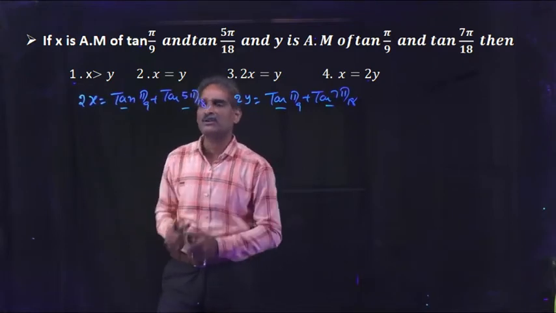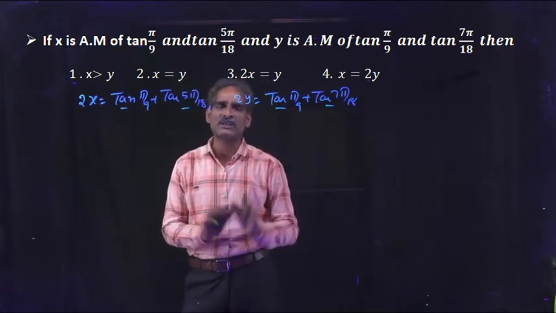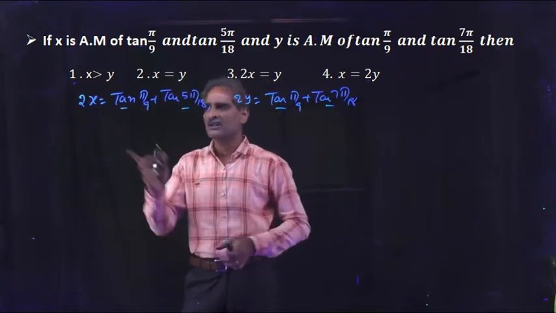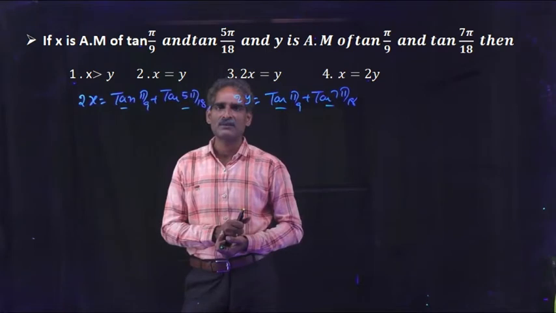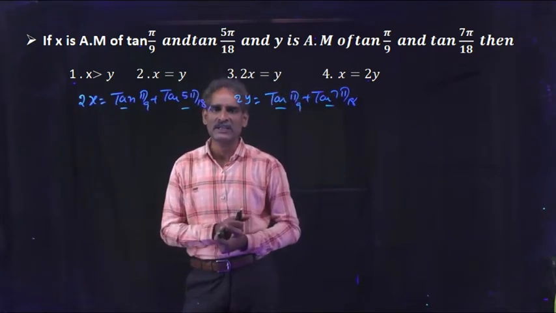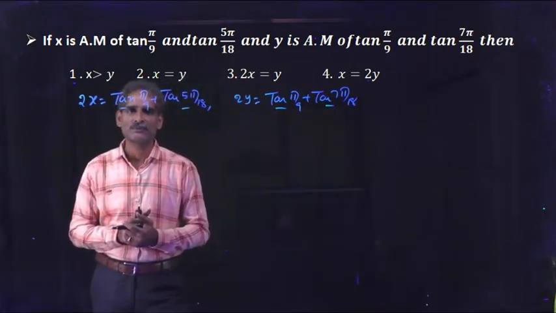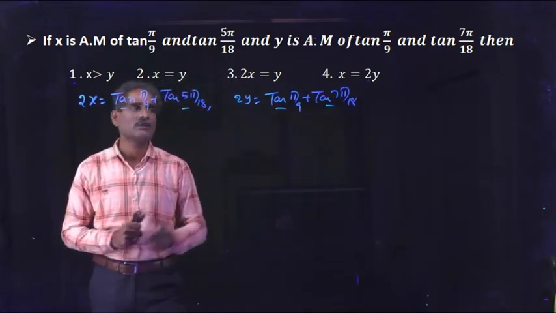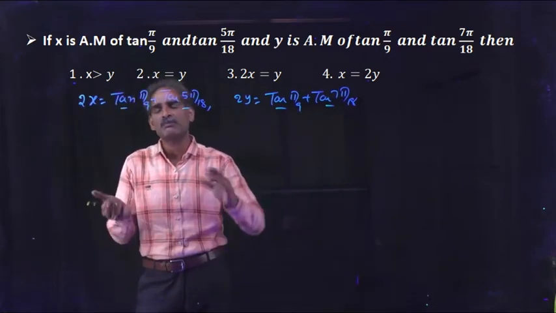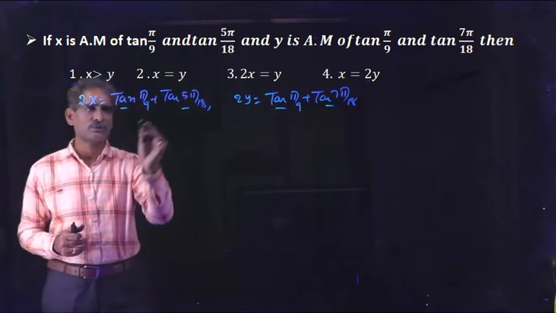So now here at these options we can say 2x is equal to y is the answer, because y is the greater one. Compared with x, y is greater than x. This option only shows y greater than x. So how to solve this problem? Find out the x value and find out the y value. By comparing the values we can say the relation. Now observe this.